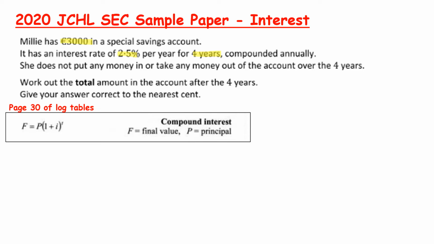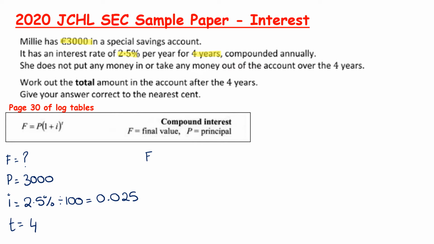So let's take a look at what we have. F, that's the future value. That's what we're looking for. P is the principal, so how much she saved, so that's 3,000. i is our interest rate, which is 2.5%, but we need that as a decimal. So we're going to divide that by 100. So getting your percentage to decimal, divide by 100, 0.025. Just be really careful with that process. And then t is 4 years. So F is equal to P, which is 3000, times 1 plus 0.025, all to the power of 4.